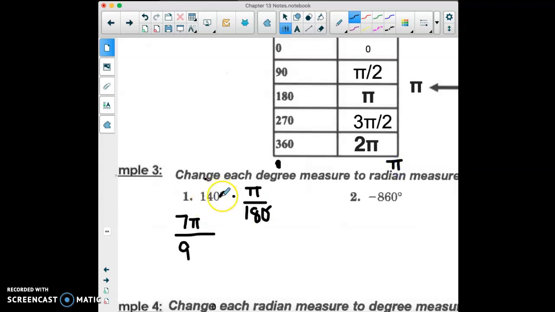Did we start with a degree? Yes. Did we end with any degrees? No, so we know we're not in degrees anymore. And that little pi symbol is kind of like our label that tells us we're in radians. So let's look at this again.